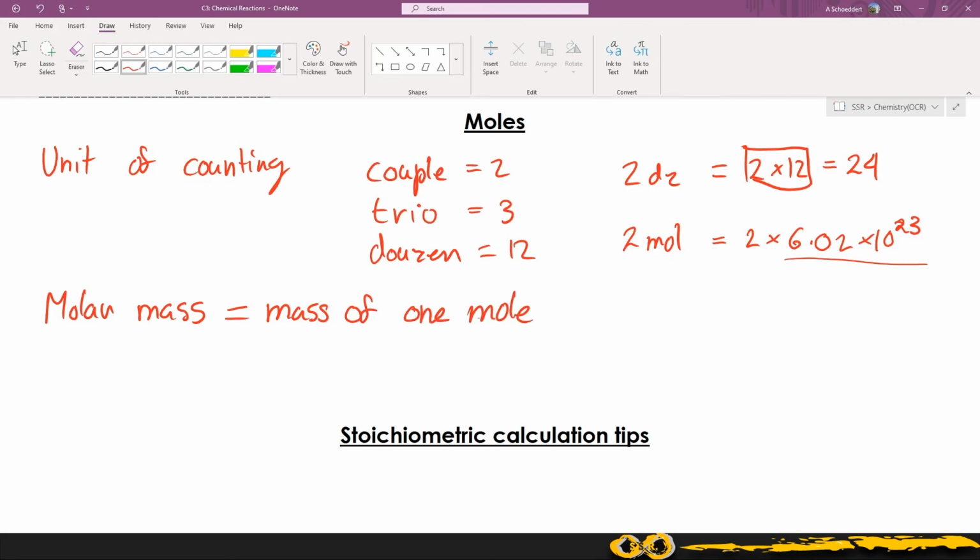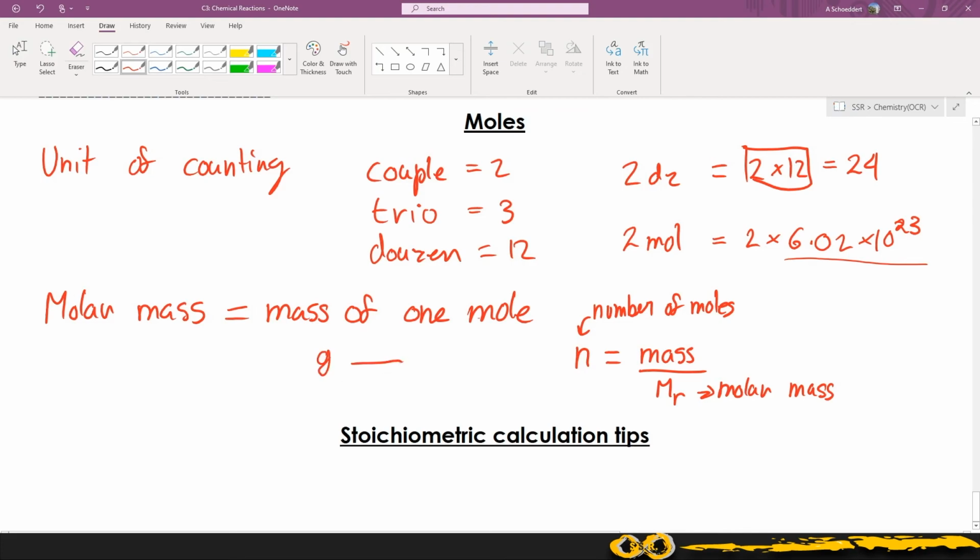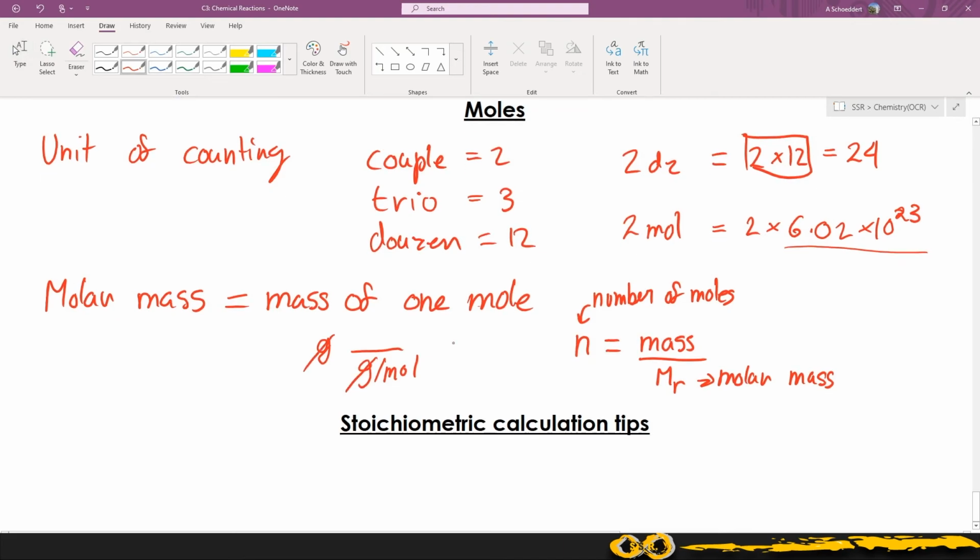All of this feeds in to some equations. We need to know that the number of moles, usually symbolized by N, is equal to the mass divided by the molar mass. Whenever you're doing this type of equation, make sure that you're analyzing your units so that you are ending up with grams divided by grams per mole, meaning the grams will cancel out and you'll be left with moles.